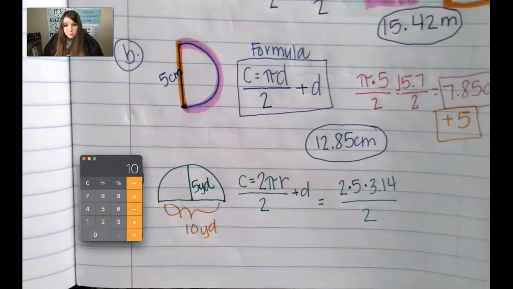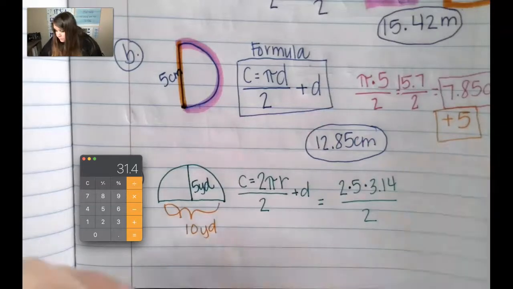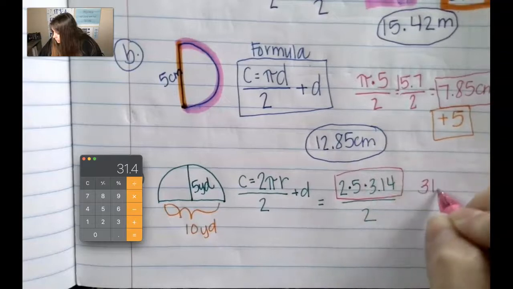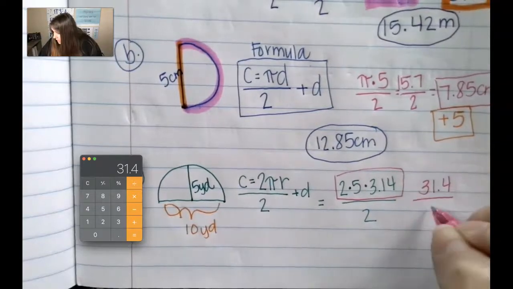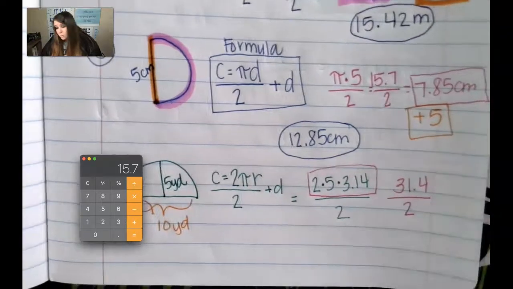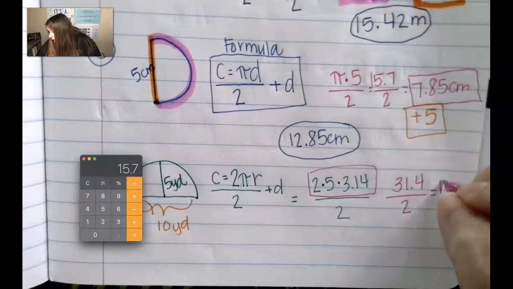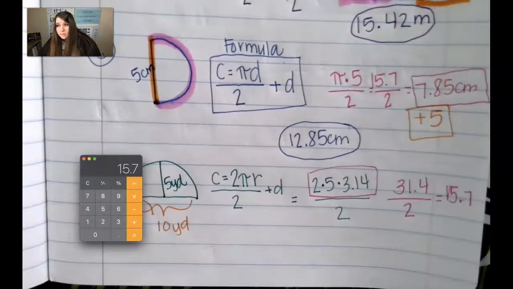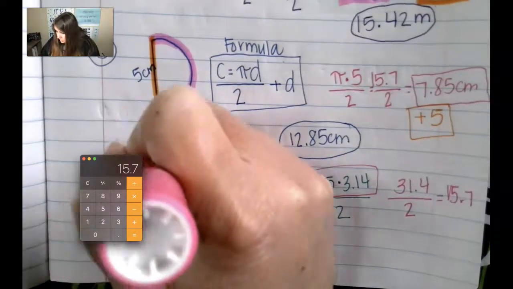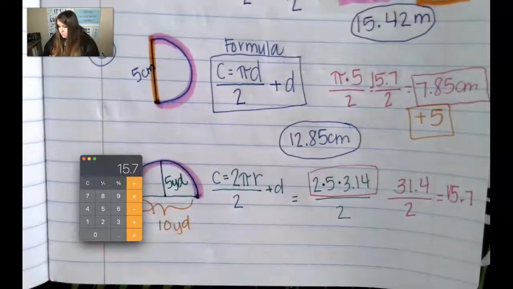Now I'm going to multiply that 10 by 3.14. That gives me 31.4. Divide it in half. And that gives me 15.7. So the top half of my circle is 15.7. So walking along here is 15.7.